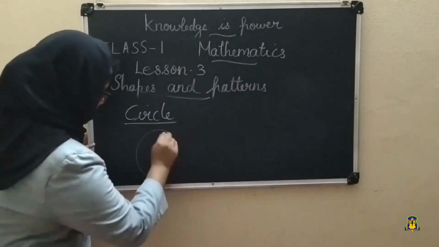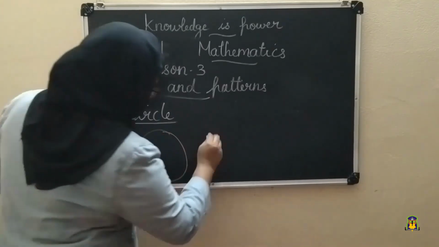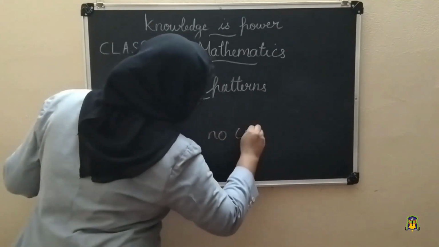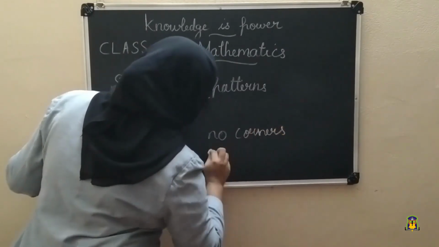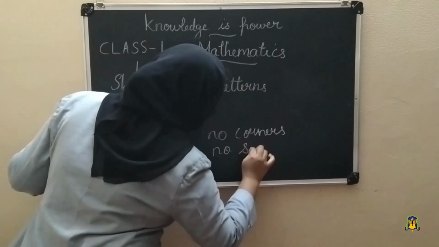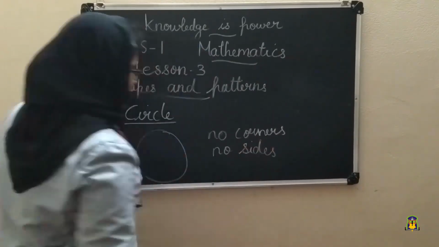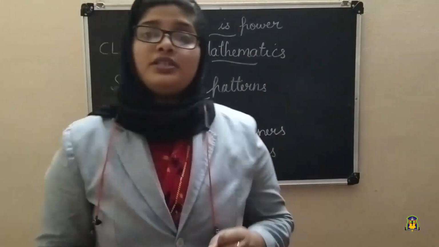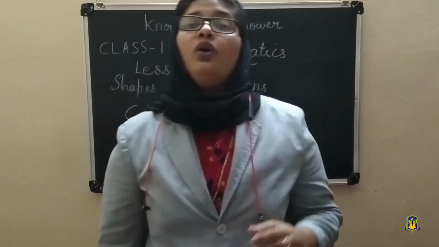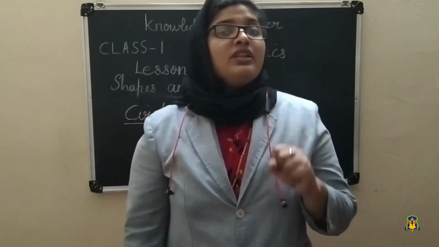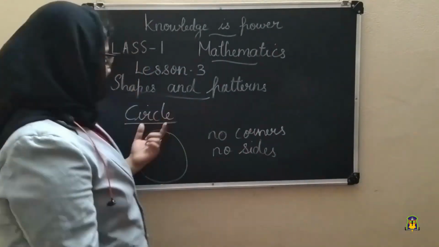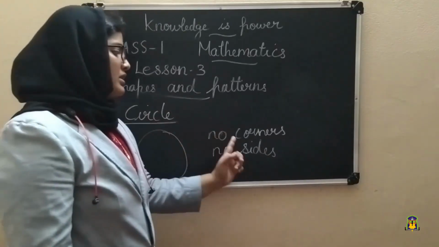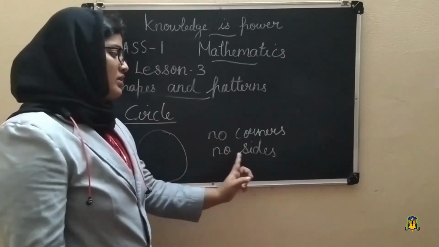So I will draw the circle here. No corners and no sides. A circle has no corners and no sides. So all of you look here, a circle has no corners and no sides.